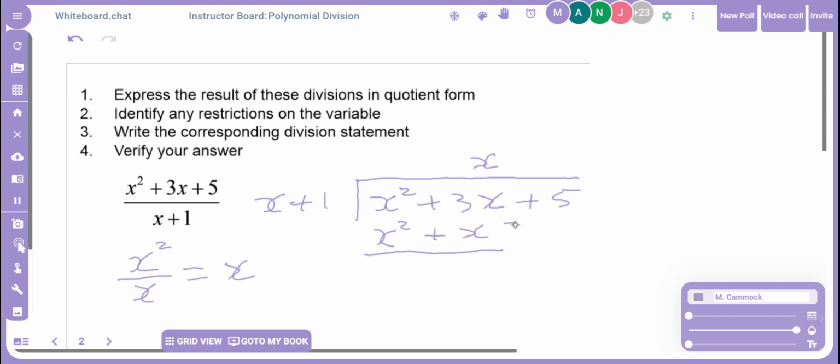Correct. Now, the first term is always going to cancel out. The reason for that is because you divided the x squared by the x first and got the x, so when you multiply it back, you're going to get the same term back again. So that's always going to cancel this out right here. The first term is always going to cancel. But I'm going to have 3x minus x, which of course is 2x.